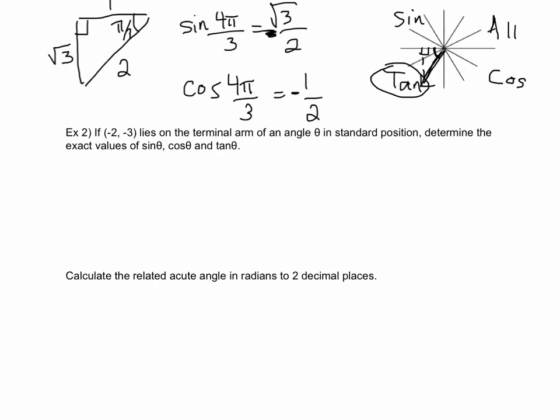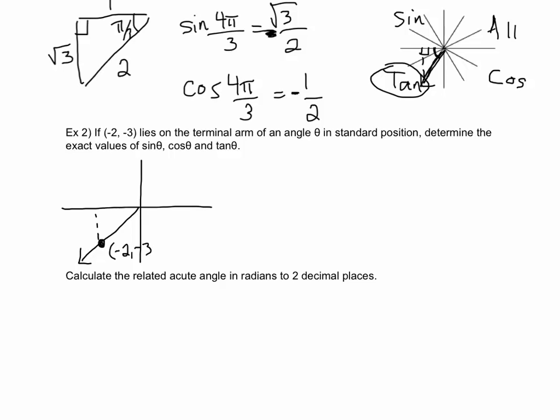Example 2 says if (-2, -3) lies on the terminal arm of an angle theta in standard position, determine the exact values of sine, cos, and tan of theta. Let's draw a quick sketch of what's going on here. So at (-2, -3), the point's going to be down here. This will then be our terminal arm.